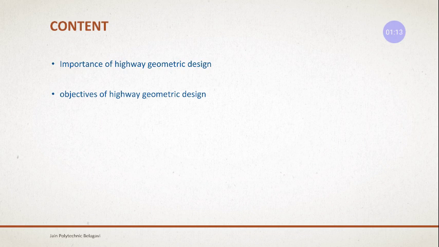So under this highway geometry, what are the things that are included? It is the dimensions of the highways, features such as alignment. So what is alignment? Alignment is nothing but the center line of the road through which the road is passing. Wherever the road goes, the center line of that road is considered to be the alignment.